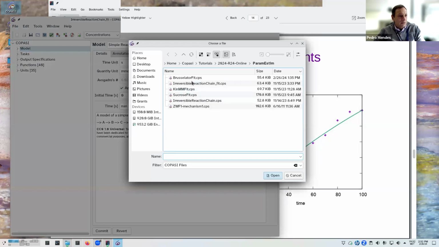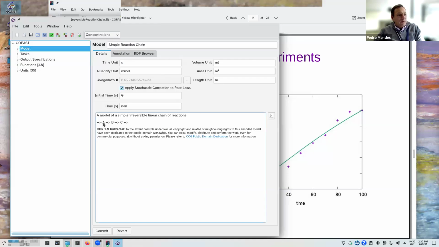So I'm going to switch to COPASI, and I'm going to load a model, which is a simple chain reaction. It's basically 4 reactions that convert 3 species, A, B, and C. I can show you the diagram.